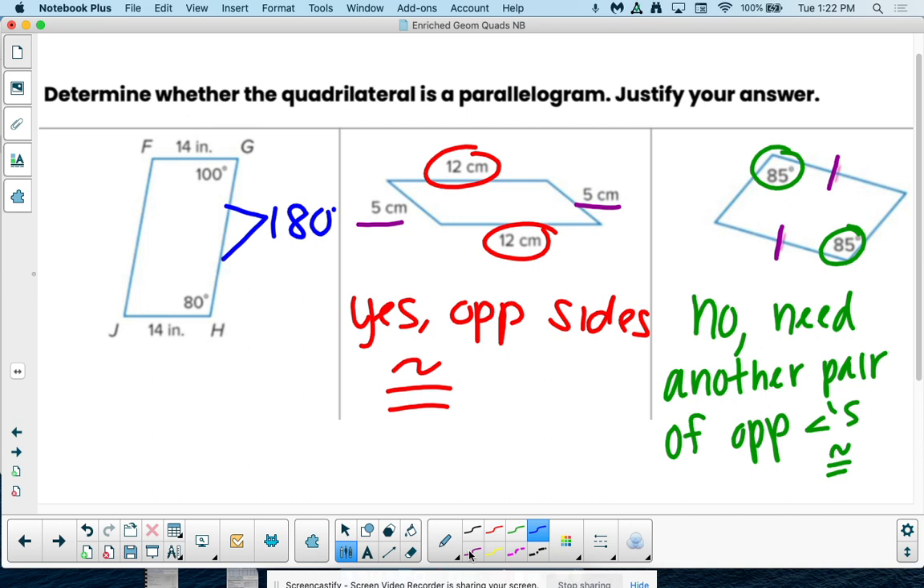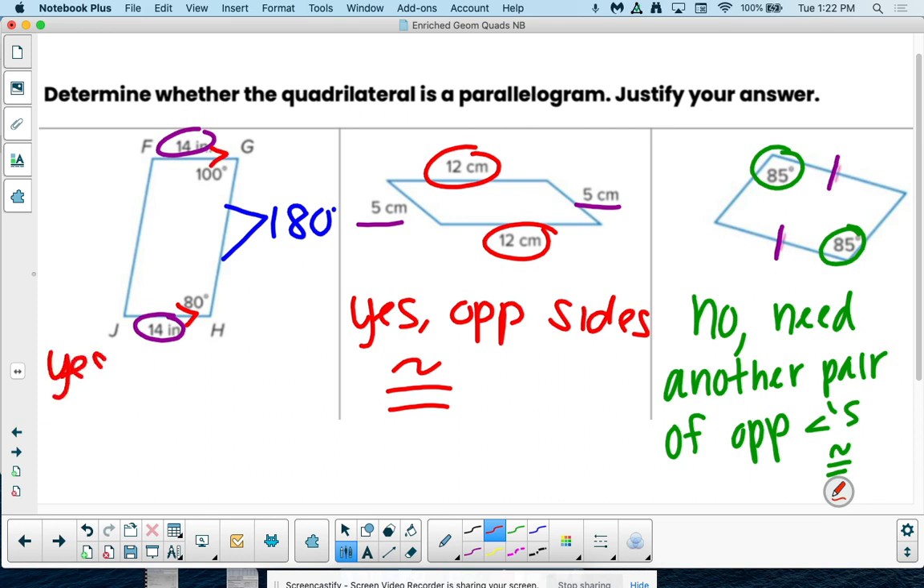So they're congruent. So I have one pair of opposite sides congruent. But do I know enough to know if these are parallel? Yeah, because 100 plus 80 has to add to 180. So what kind of angles are these, you guys? Consecutive interior angles. And when they add to 180, what does that do to your lines? Makes them parallel. That was a tough one. That was a really hard one.